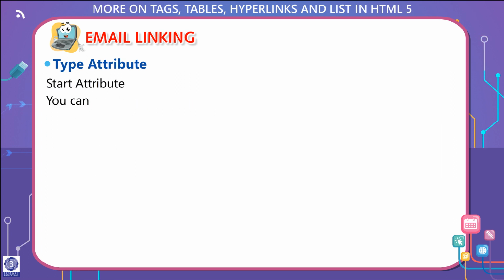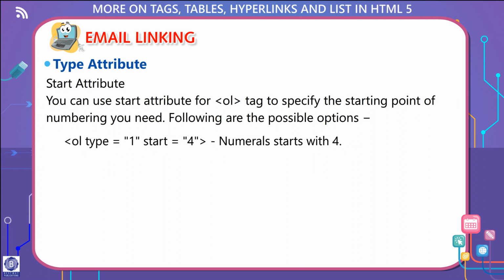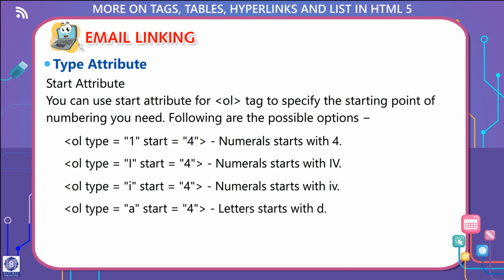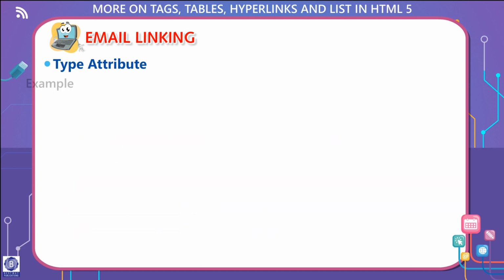Start attribute. You can use the start attribute for the OL tag to specify the starting point of numbering you need. Following are the possible options. OL type equals 1, start equals 4: numerals start with 4. OL type equals small i, start equals 4: numerals start with 4. OL type equals small a, start equals 4: letters start with d. OL type equals A, start equals 4: letters start with D.